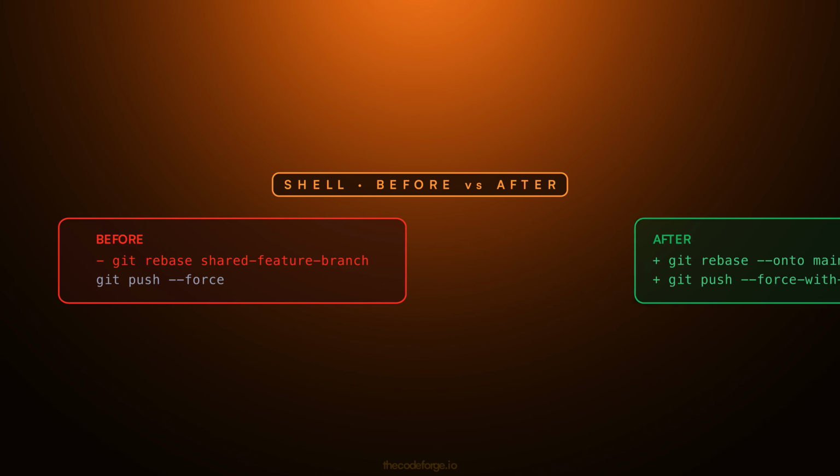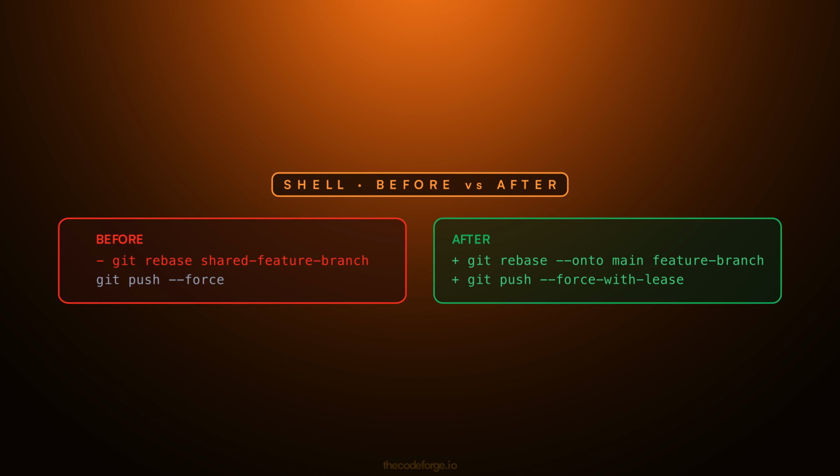The root cause was rebasing a shared feature branch that other developers had based their work on, which rewrote commit SHAs and caused history conflicts. The fix established a rule to never rebase shared branches and to use force with lease when force pushing.